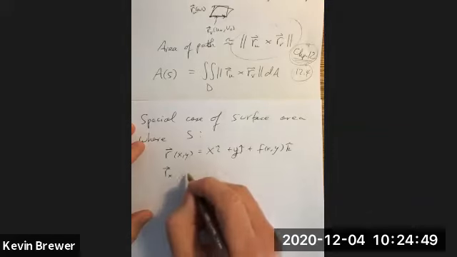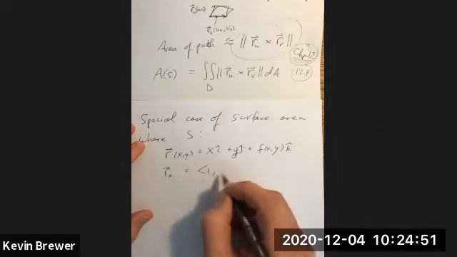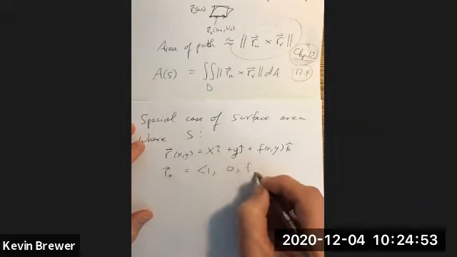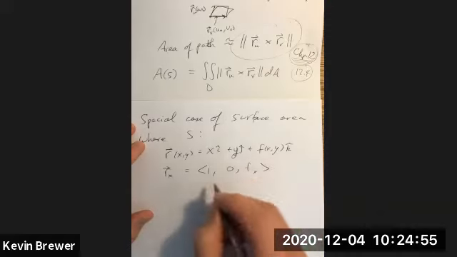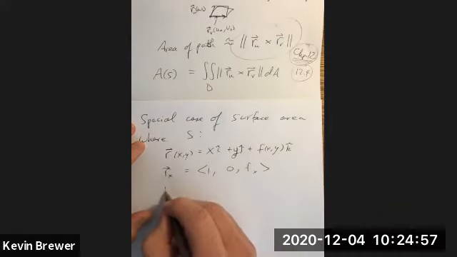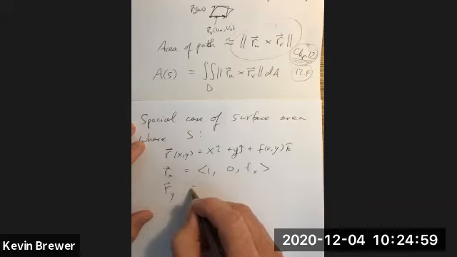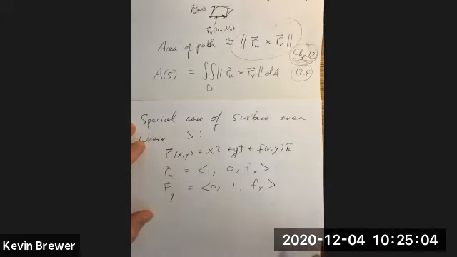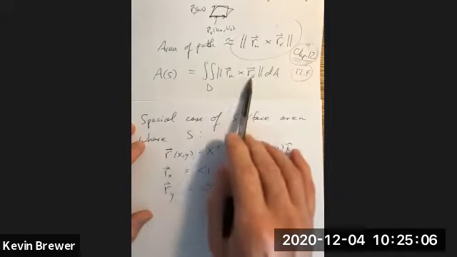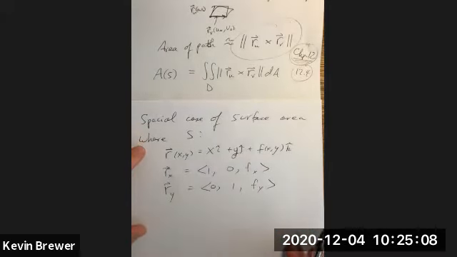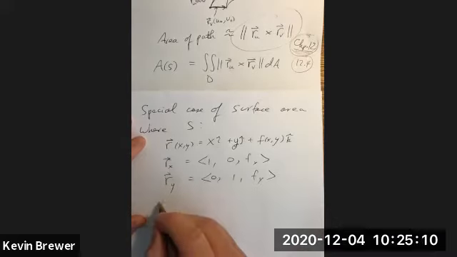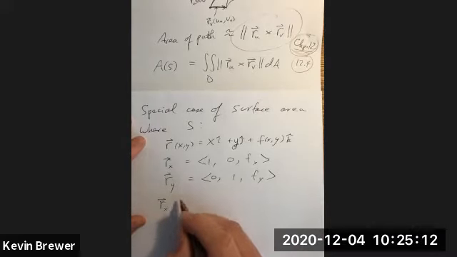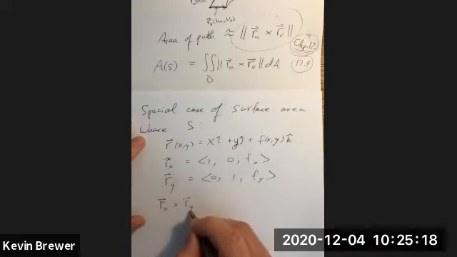R sub x is 1, 0, f sub x. We need r sub y, which is 0, 1, f sub y. And the integral is the integral of the magnitude of the cross product. That cross product is something that we computed last time, r sub x cross r sub y.